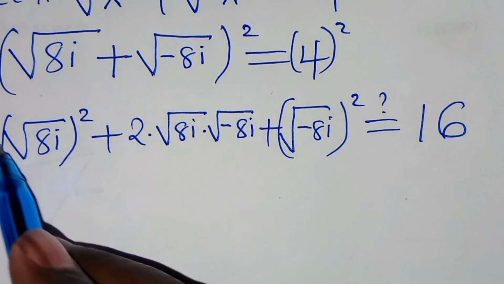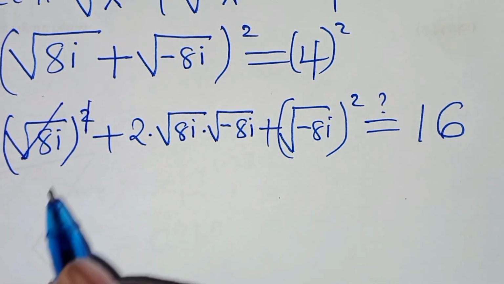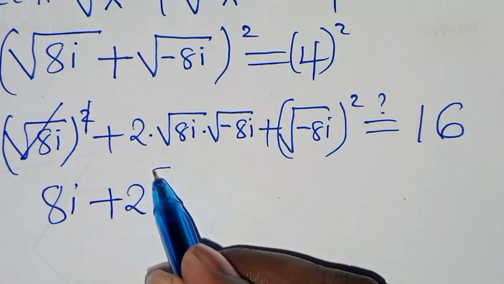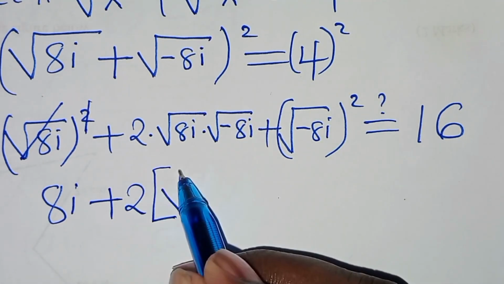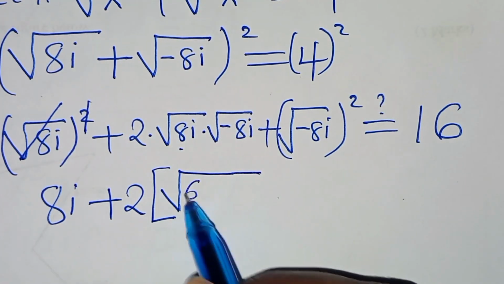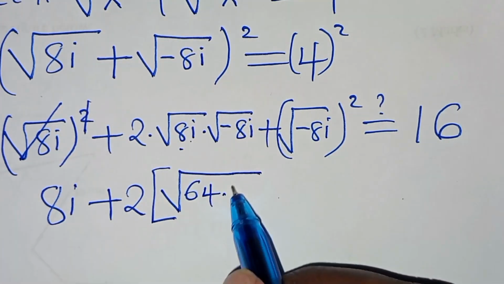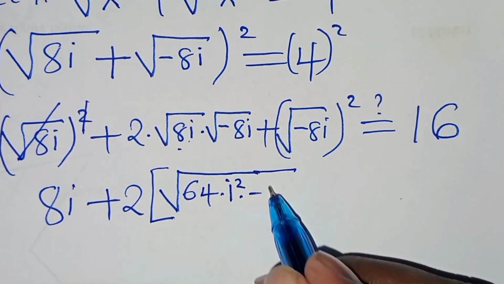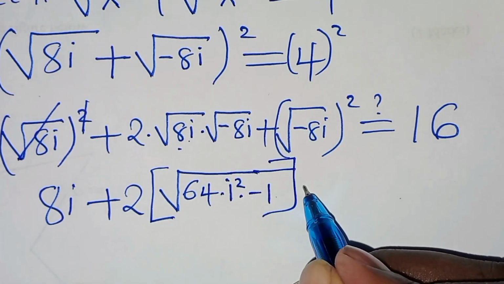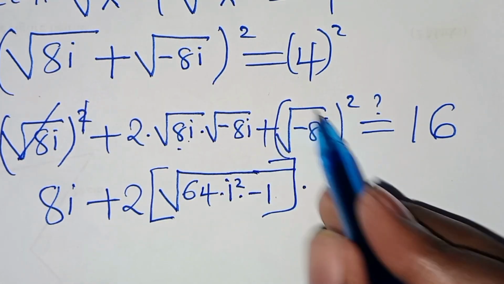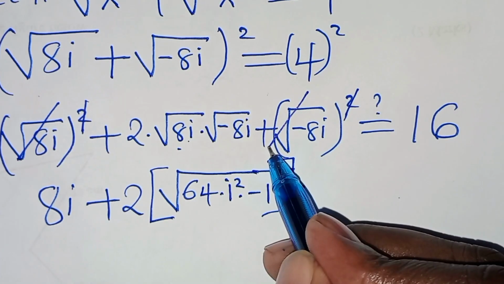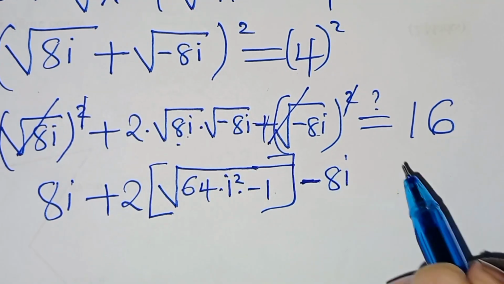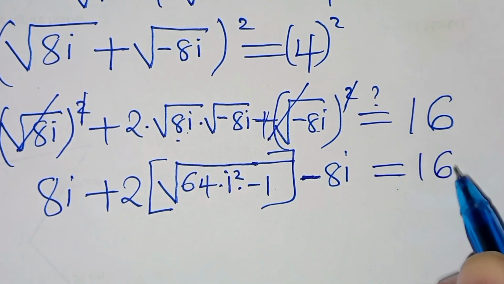Now this implies that the square root of 8i squared, we eliminate the square root sign. So here we have 8i plus 2 into the parentheses. We'll have the square root of 8 times 8, this is 64, times i, this is i squared, then times minus 1. Then here we have the square root of minus 8i squared, we eliminate the square root sign. Then plus minus 8i, this is equal to 16.